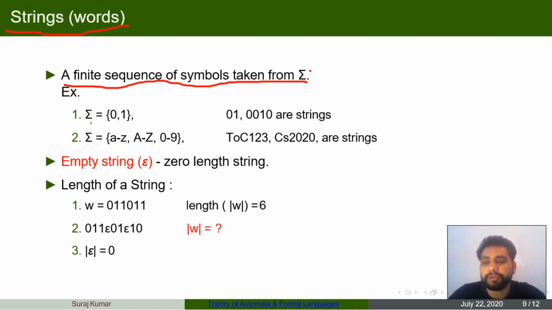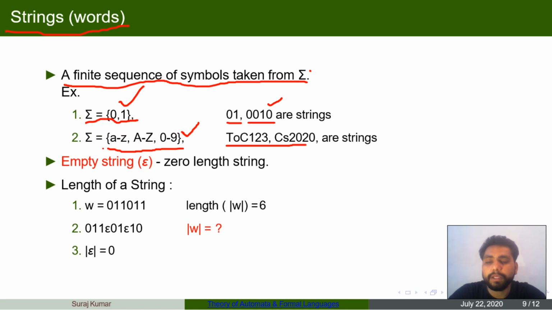You have sigma given to you, and to construct various strings, you can use 0 and 1 together, so it becomes 01. So 01 is a string constructed from these input alphabets. You can also use 0 twice, then 1 and then 0. This is also a string made up of these symbols. Similarly, if you have alphanumeric symbols, you can design TOC123 or CS2020. These are also strings over this sigma. Sigma is the sign used to represent the alphabet.